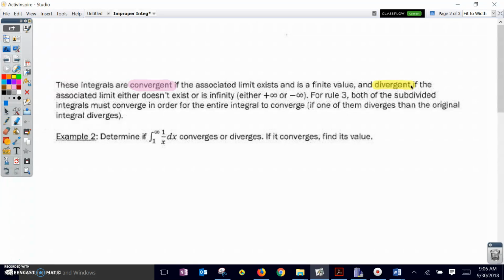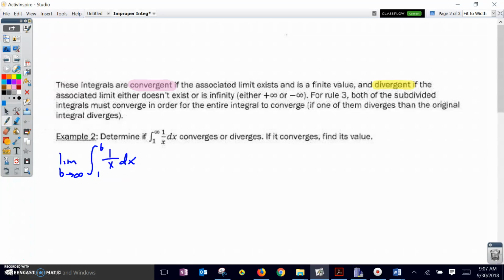Alright, so let's take a look first at example 2 and how we're going to do this. Whenever we have an infinite limit of integration, we're going to replace that infinite limit of integration with some constant letter and find the limit as that constant value approaches infinity. So to do this, I'm going to take the limit as b approaches infinity, the integral from 1 to b of 1 over x dx.